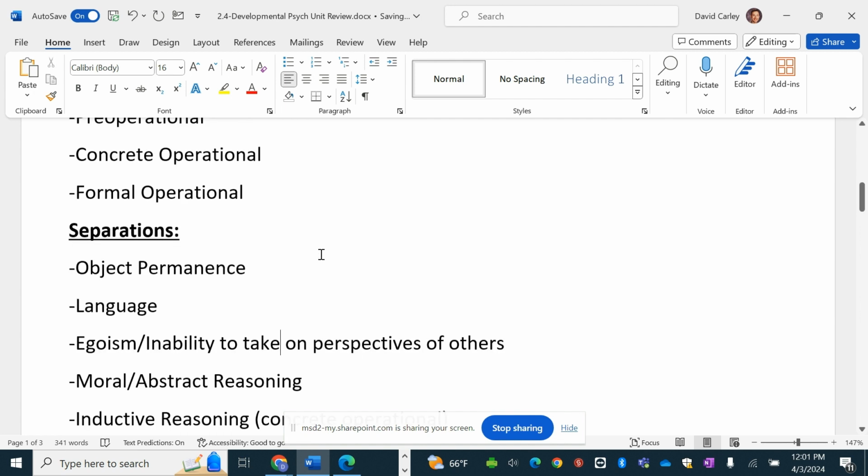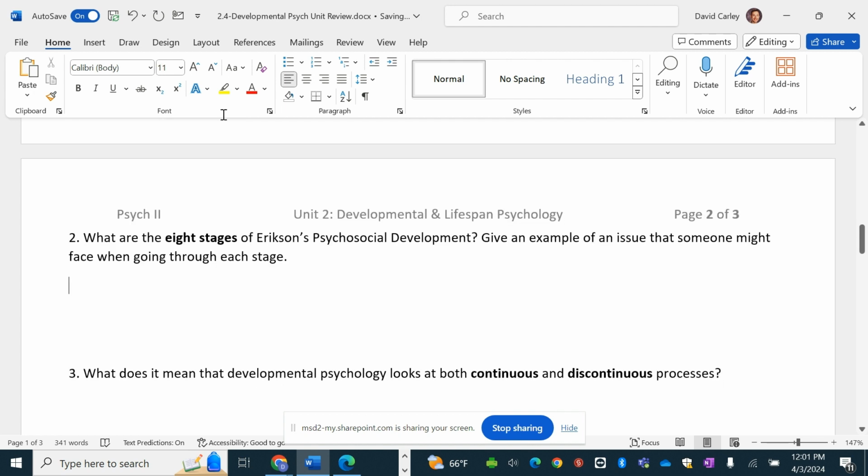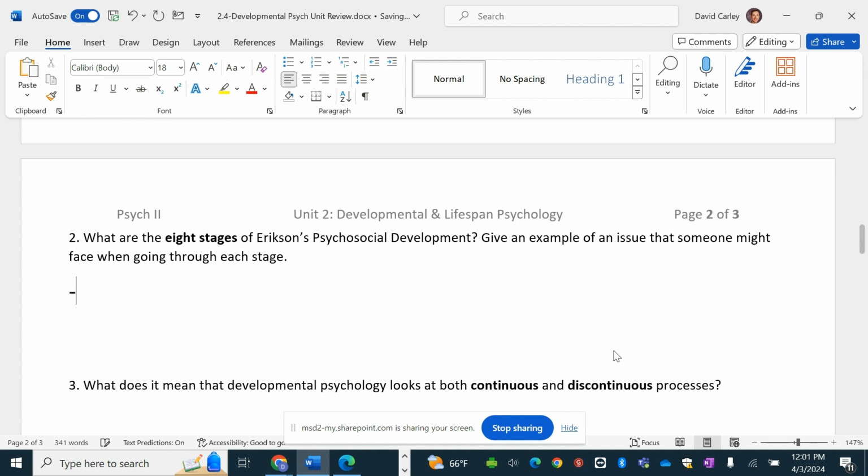These are some things that separate them broadly. Eight stages of Erikson. I'm not going to ask you to recite them to me, but the first thing you develop is trust versus mistrust. That's going to be like stranger danger.